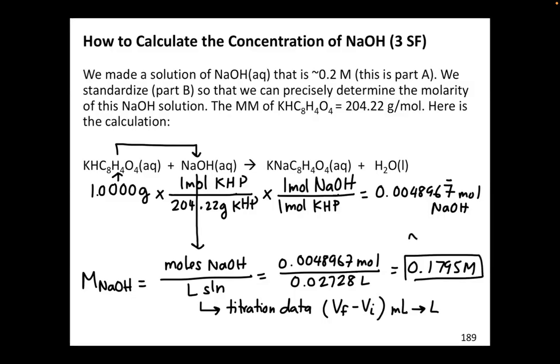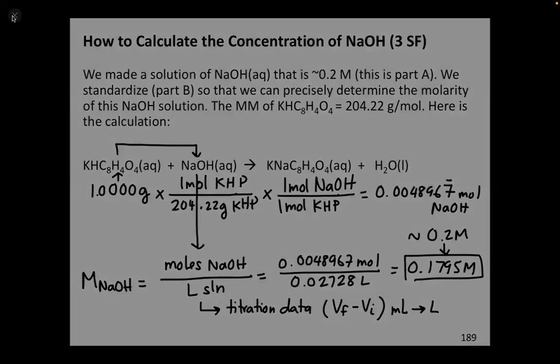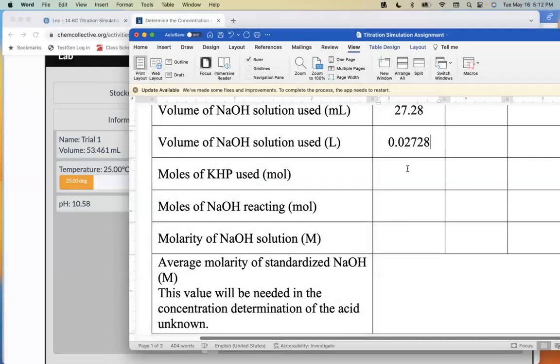Sorta. Okay, remember we made a 0.2 molar sample, and this number sorta came close. I know I over-titrated, but I'm pretty close. So that's the calculation for the first trial. So you should have been able to calculate the moles of KHP, the moles of sodium hydroxide that reacted, and then the molarity of sodium hydroxide. So we did all 3 of these calculations.